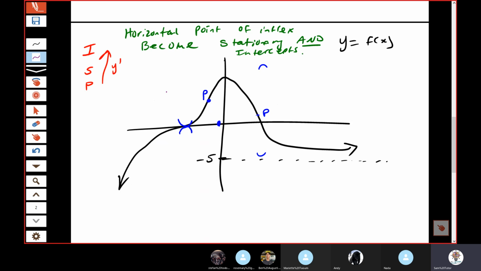What's so special about knowing it's stationary and an intercept? Well, with stationary, look at it. We didn't know the y value. We're just drawing it somewhere random. But with a stationary and intercept, I specifically know it has to be on the x-axis. So it's not anywhere, it's not in midair. It's specifically here. Make sense?